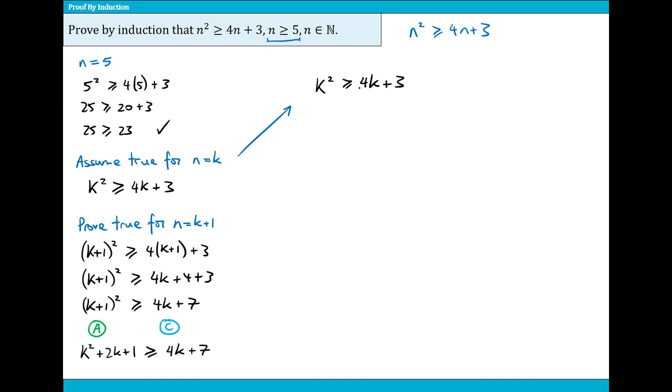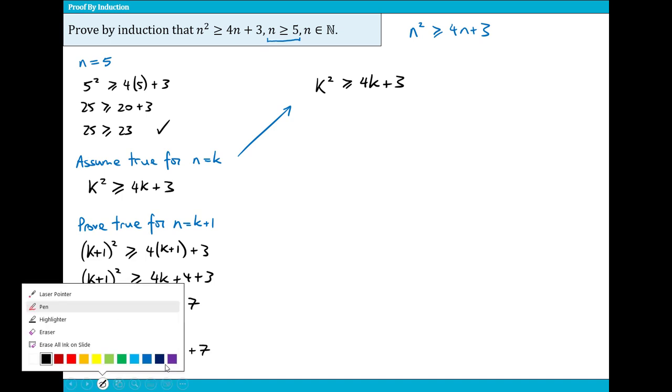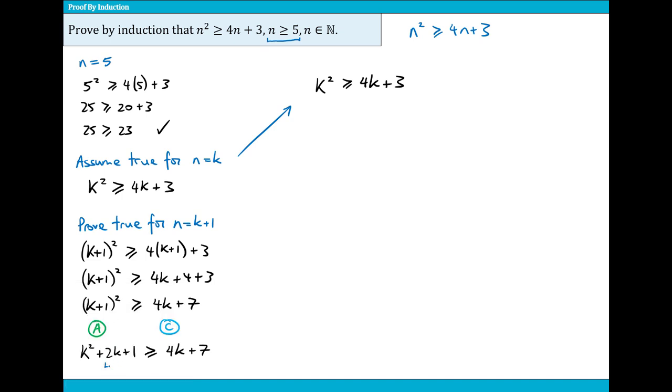I know that k squared is greater than 4k plus 3. That's in my assumption. And so what I'm going to do is add 2k plus 1 to the left-hand side of the assumption. So I now have k squared plus 2k plus 1. If I add 2k plus 1 to the left-hand side of the assumption, and I want to have a statement that's still true, I have to add it to the right-hand side. So I'm going to add 2k plus 1 to the right-hand side. So I've taken the assumption, which is true, and I've added the same things to both sides. So I still have a true statement.